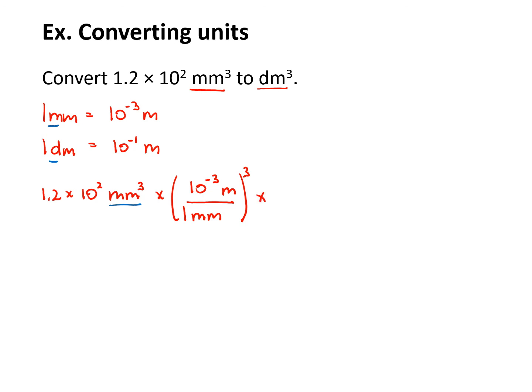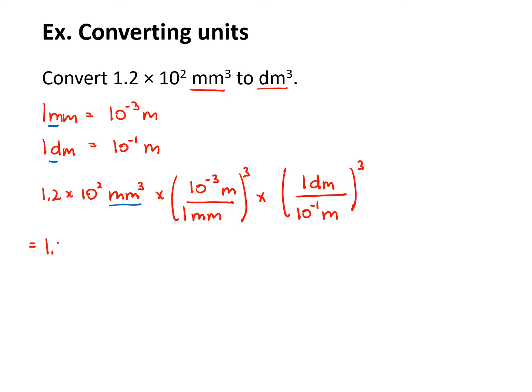Next, if we want to go from cubic meters to cubic decimeters, we would use our conversion factor, which is 10 to the minus 1 meters equals 1 decimeter. Again, this conversion factor only goes from meters to decimeters, and if we want to go from cubic meters to cubic decimeters, we would have to raise our conversion factor to the power 3. Now, normally we would simply just plug this into our calculator, but I just want to expand the brackets to show you the math that's going on.